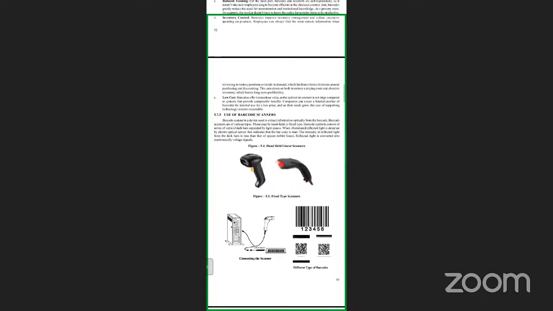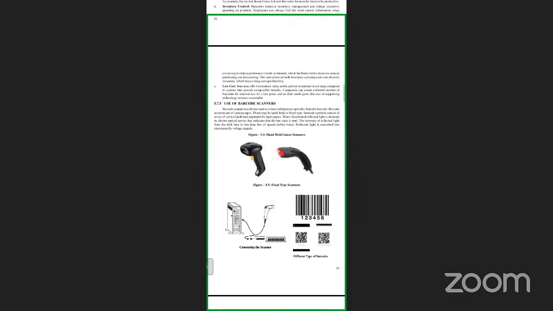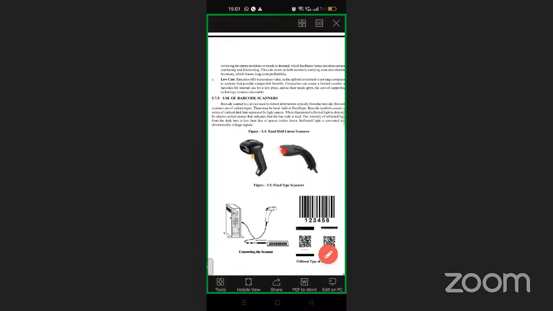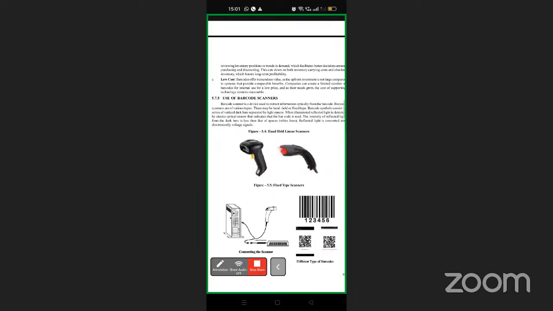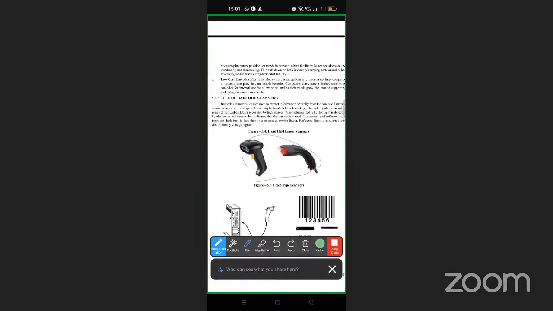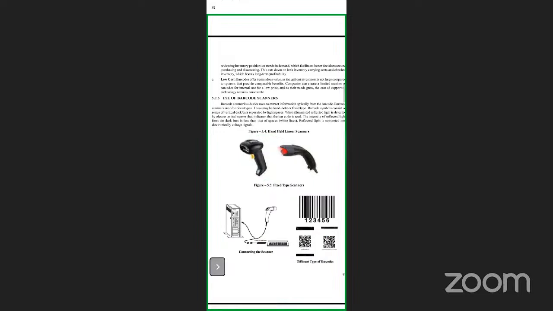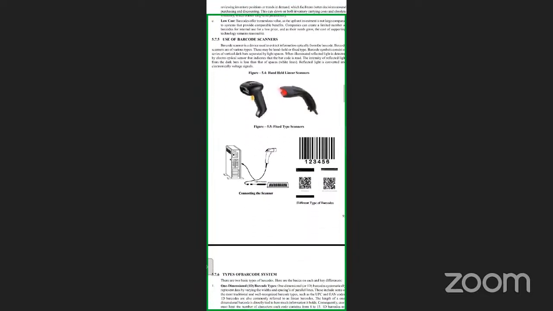And these are the different uses of barcode scanners. You can just look here. These two above are handheld scanners. And this one is a connected scanner. You just look here, it is connected to the CPU. And these are different types of barcodes that are being displayed here.